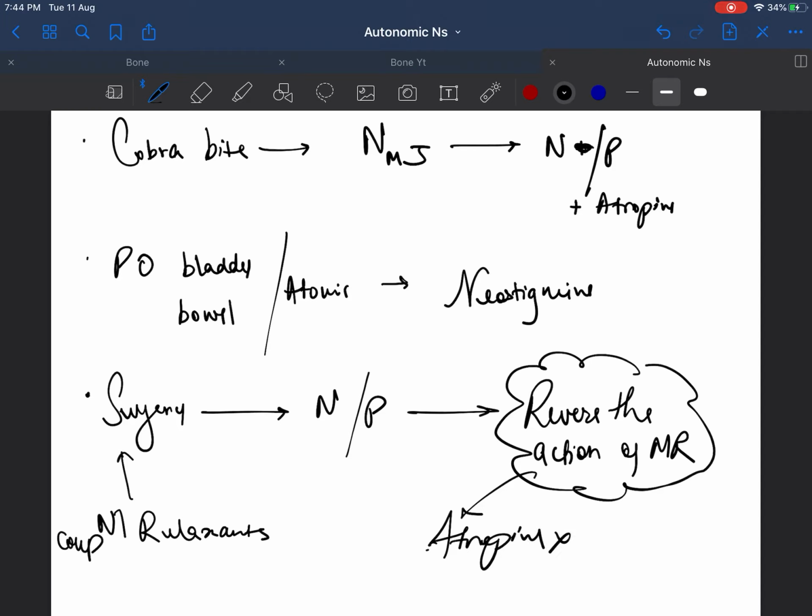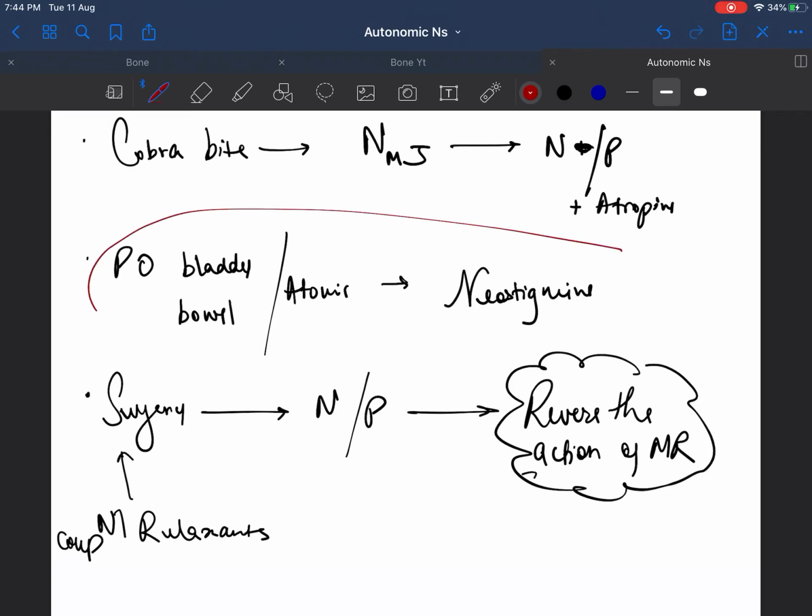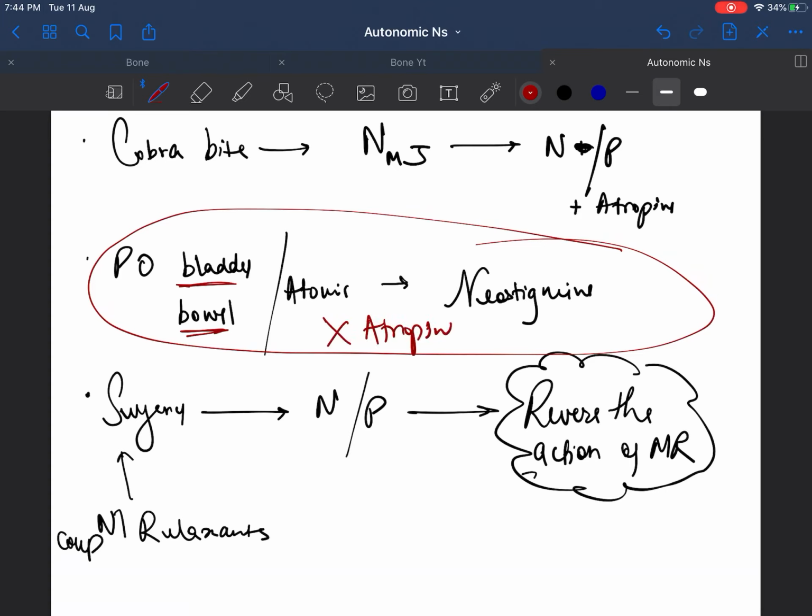No. You actually have to give atropine in this condition. In this case of bladder and bowel, you do not need to give atropine, because the side effects will actually help the person. It will actually help the person if you activate M1, M2, M3. M1 will lead to more peristalsis, and M3 will lead to what? Contraction of the urinary bladder. So these are actually helpful. So there is no need to give atropine in this condition.